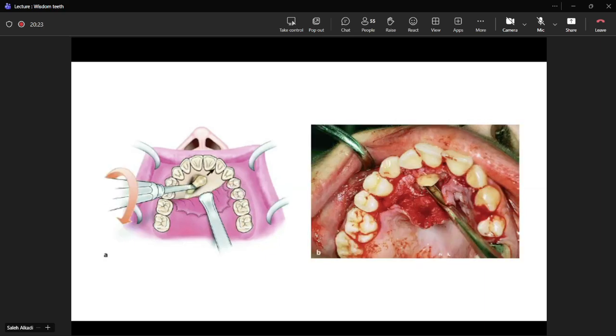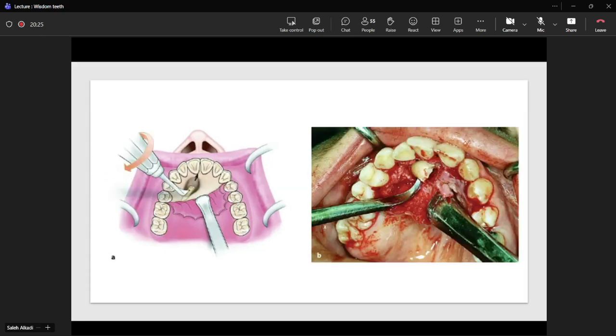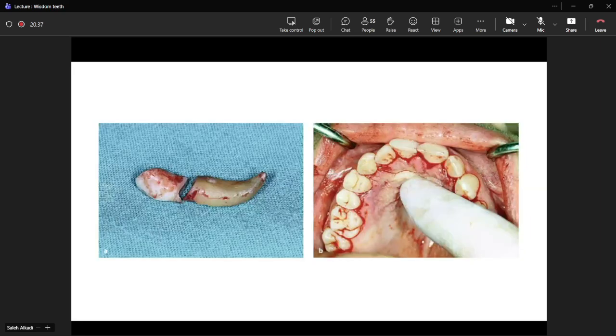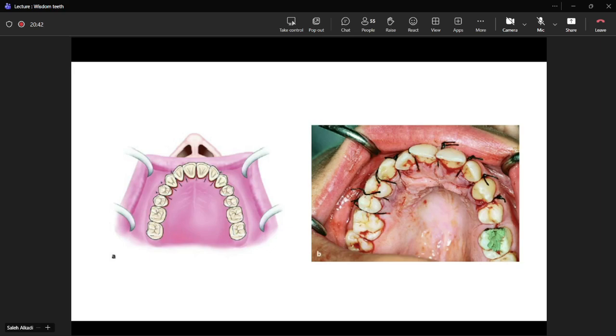then remove the crown, then remove the root, and clean them. Smoothen any sharp areas, remove any dental follicles, irrigate the wound area, and then replace the flap to its original position and suture.